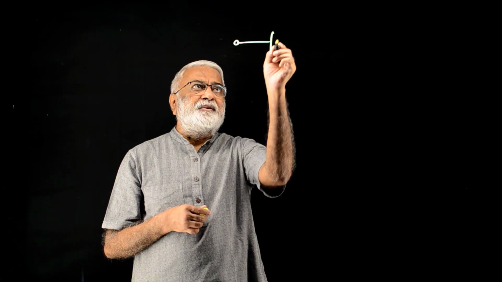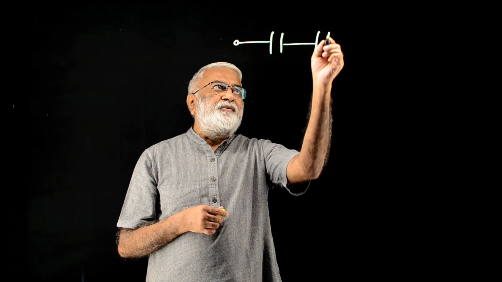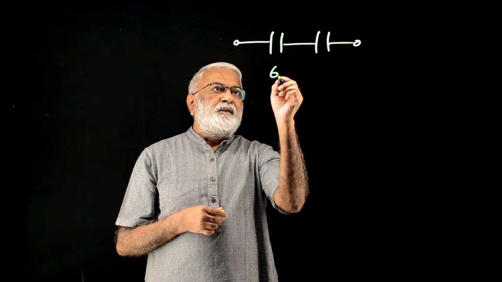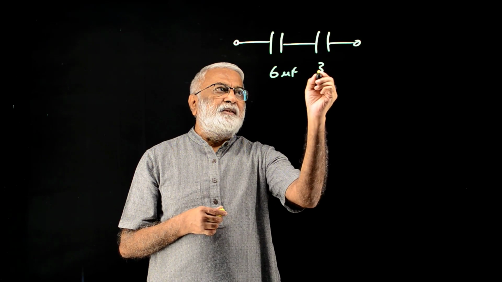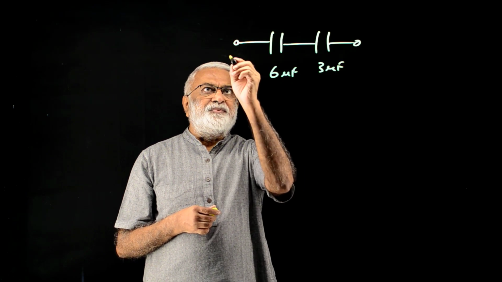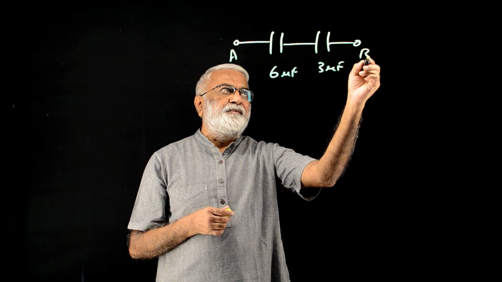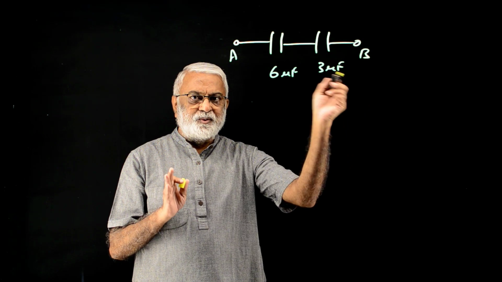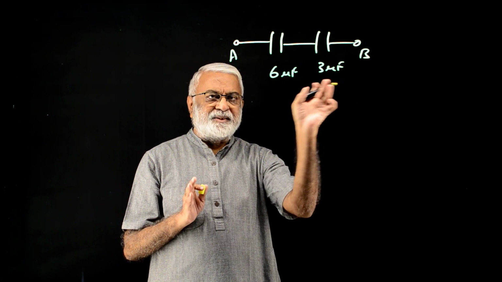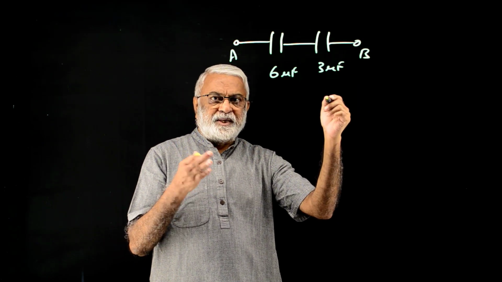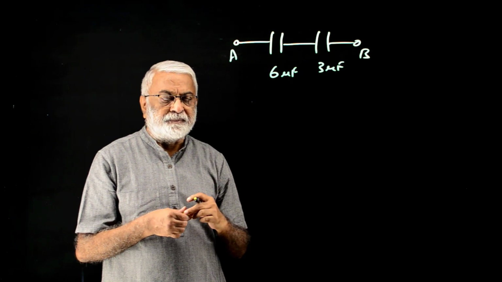Let's do some calculations of capacitance series. Let's say we have a capacitance of 6 microfarad and 3 microfarad connected in series between A and B. It's always so. Between 2 points something is connected. So these two are connected in series between A and B.